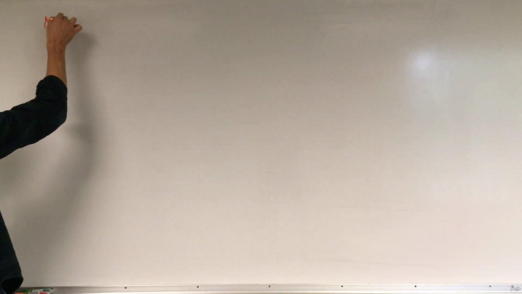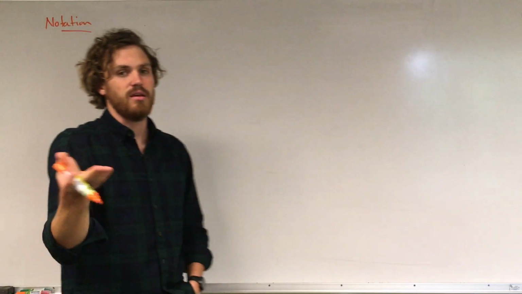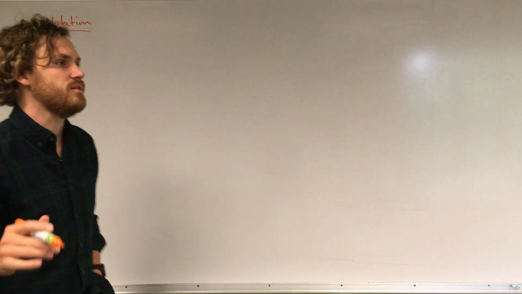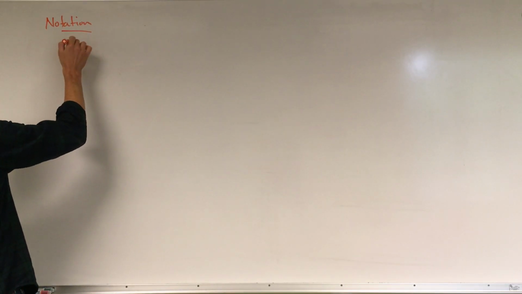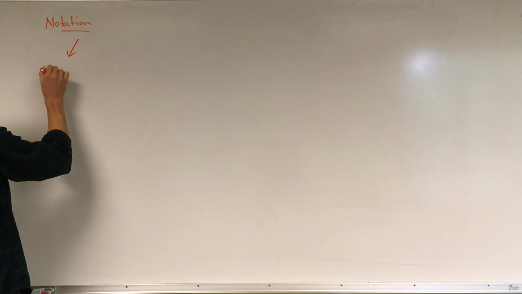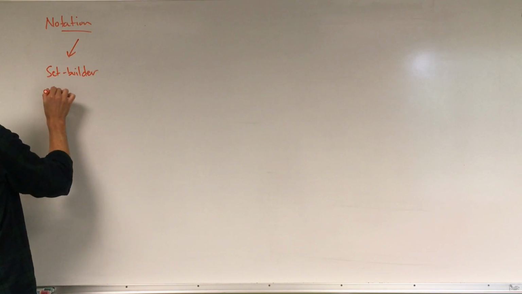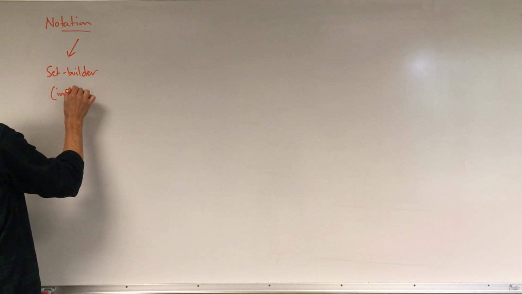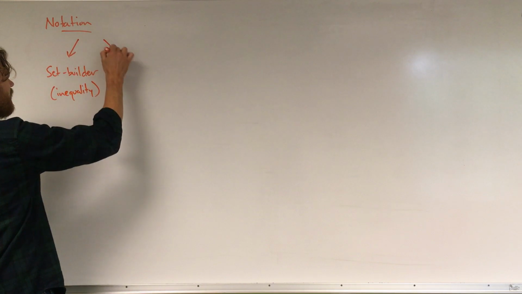So let's talk about notation first. Notation is really about communicating your thinking clearly, and so we have some standard notation. The two types of notation that we use the most are set builder. Sometimes I write this just as an inequality because it's faster, and it's fine if you want to do that as well. And then interval.